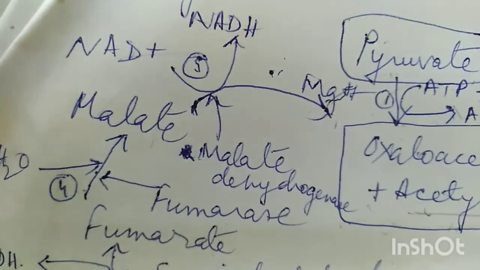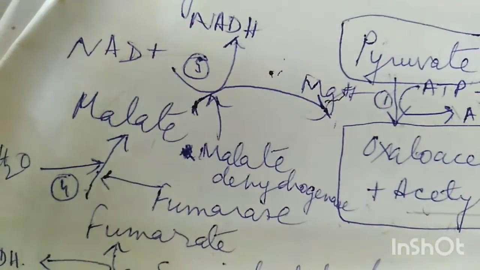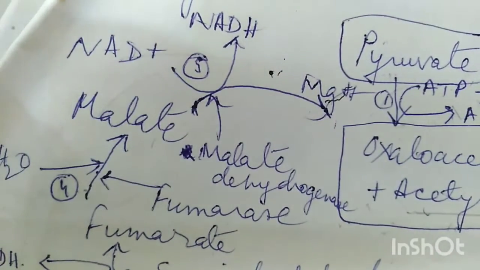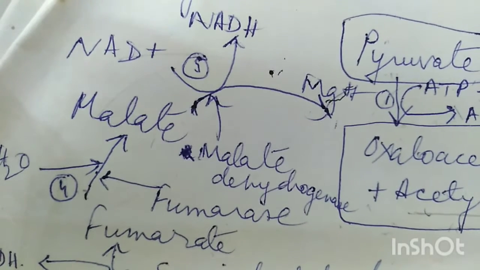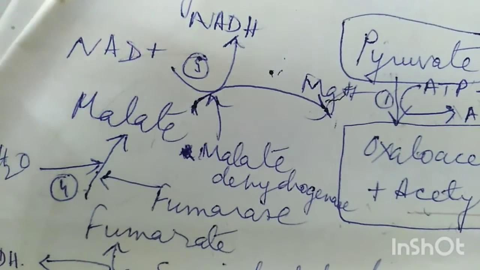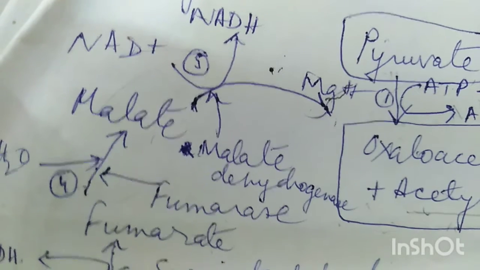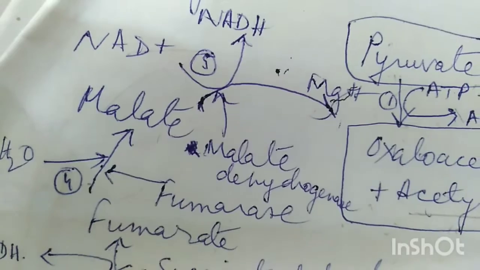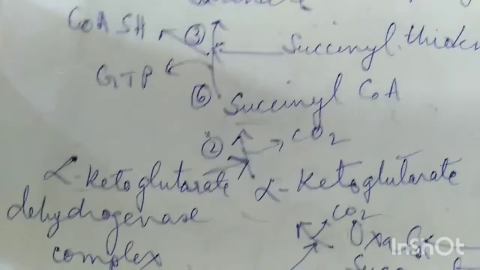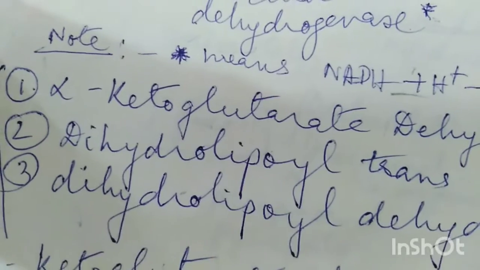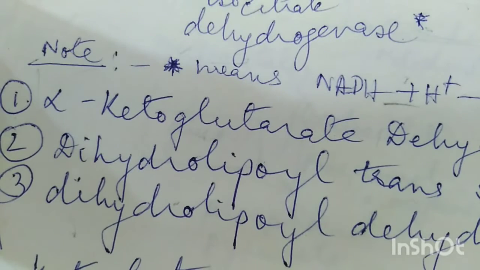Plus acetyl coenzyme A. Now here Mg ions are also added. Now oxaloacetate is formed. This completes the TCA cycle. Okay. Now when we give the description of TCA cycle, you must also know that TCA cycle is also known as Krebs cycle.